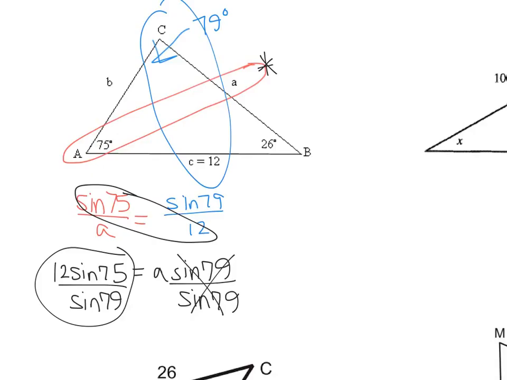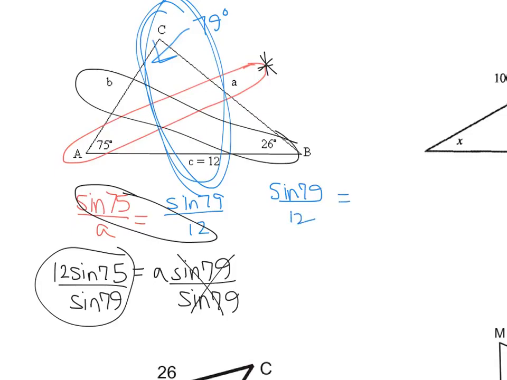So for B, I would do law of sines again. So I would use this again. So I would do sine of 79 is to 12 as, and then use these two, sine of 26 is to B, and cross multiply.